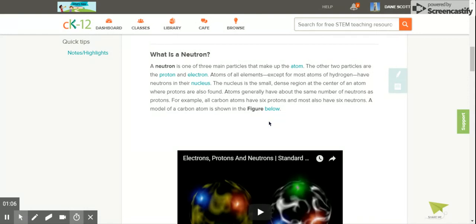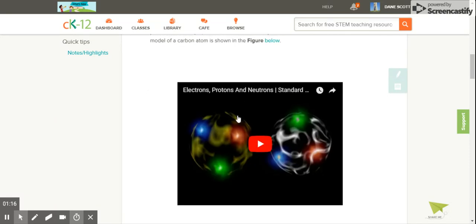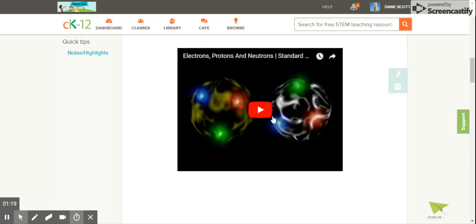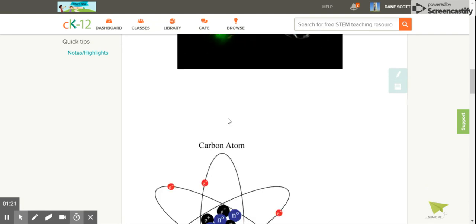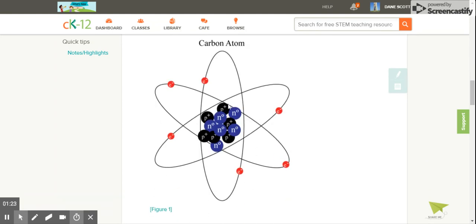Atoms generally have about the same number of neutrons as protons. For example, all carbon atoms have 6 protons, and most also have 6 neutrons. A model of carbon atom is shown in the figure below. By the way, this video goes more deep than we are actually going to go. So here's our model of the carbon atom. Notice the P is positive for protons, the N for neutron, 0 charge, E with a negative for electrons. We have 1, 2, 3, 4, 5, 6 protons, and 1, 2, 3, 4, 5, 6 neutrons.